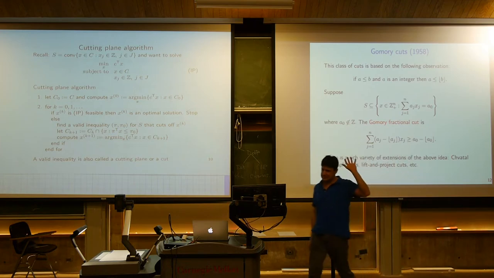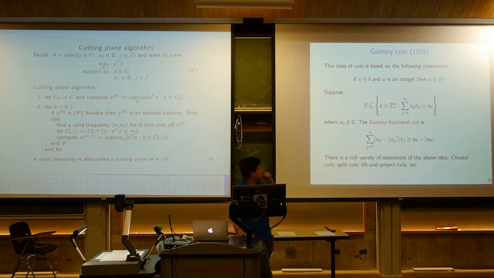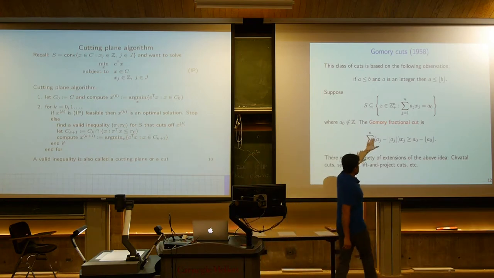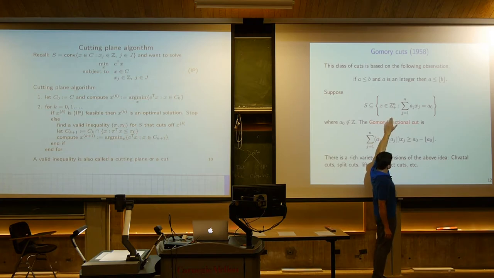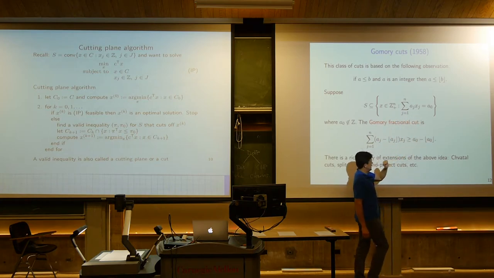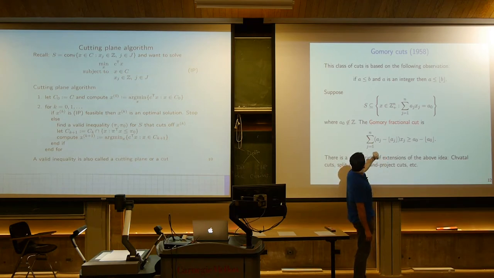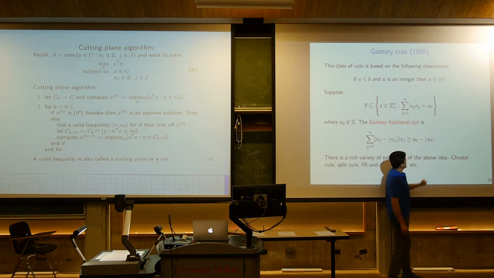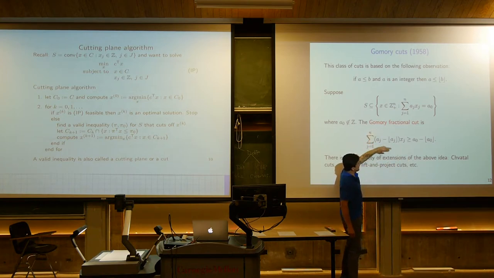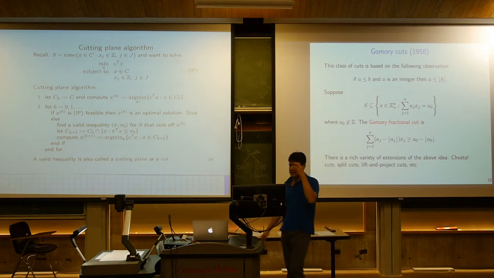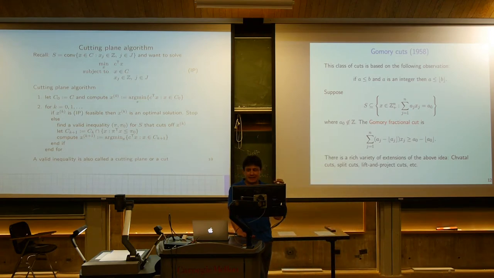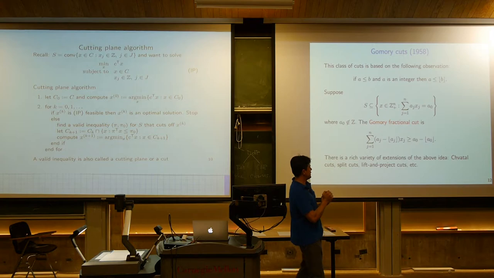Okay, so consider this very simple case. When I know that my convex hull is contained in the set of, say, points with non-negative integer entries that satisfy one equation there. So if the right-hand side here is not integer, then I can derive a cut by doing this kind of rounding procedure. If I round things this way, the inequality that I get here now is a cut. And this simple idea is essentially what underlies the entire area of cutting planes.